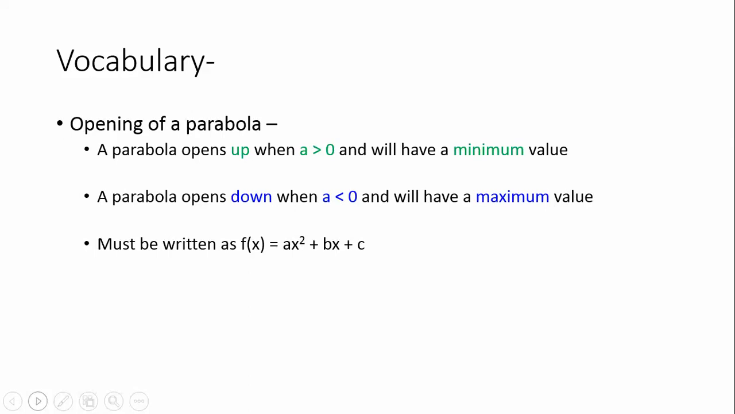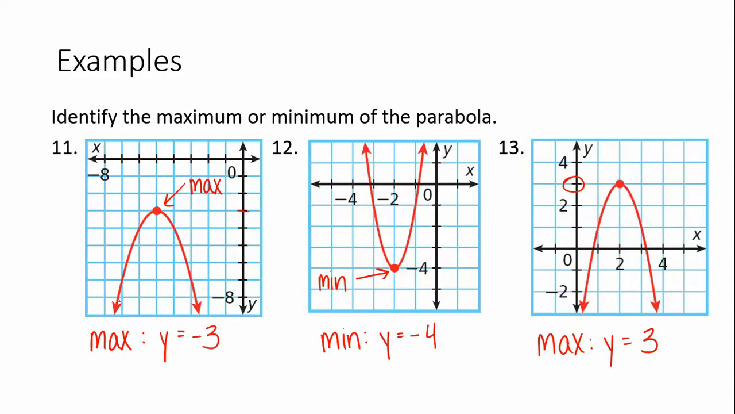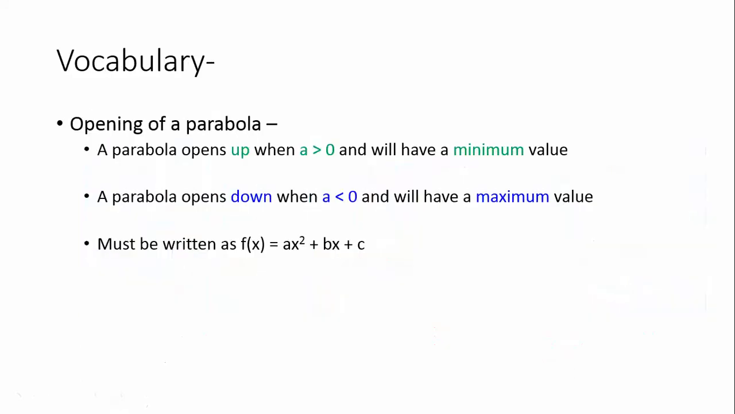Last, we want to talk about the opening of a parabola. You can tell if a parabola opens up or down simply by looking at the graph. In the last 3 examples, we can see that the first parabola opens downward, the second one opens upward, the third opens downward.